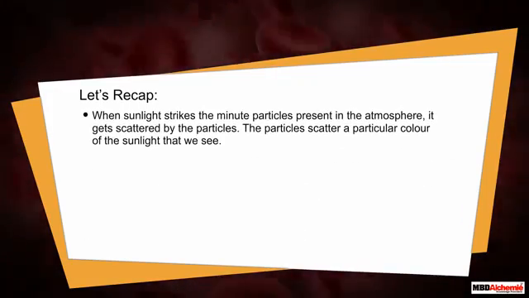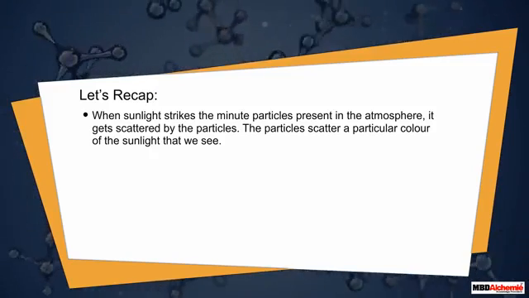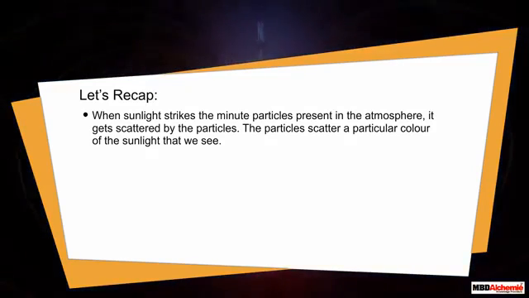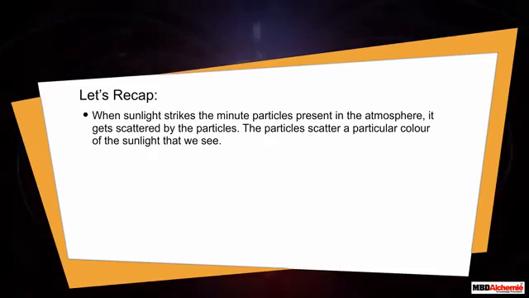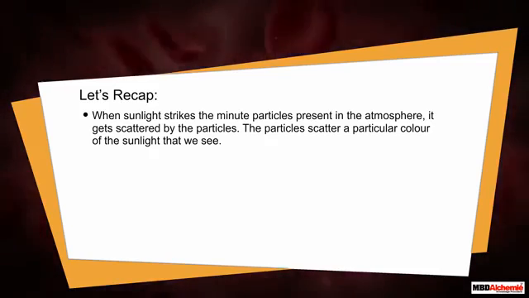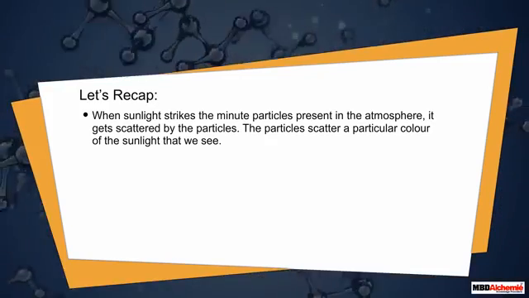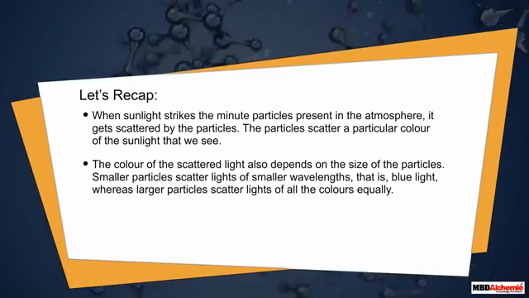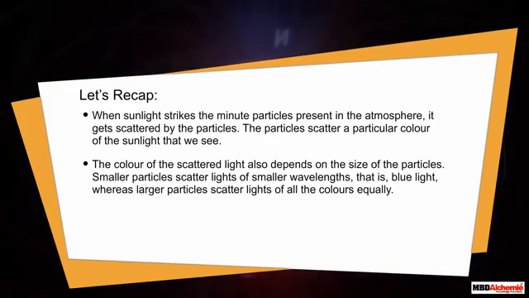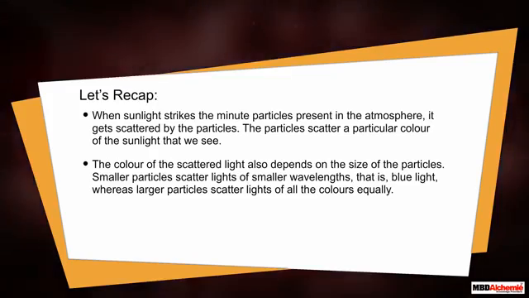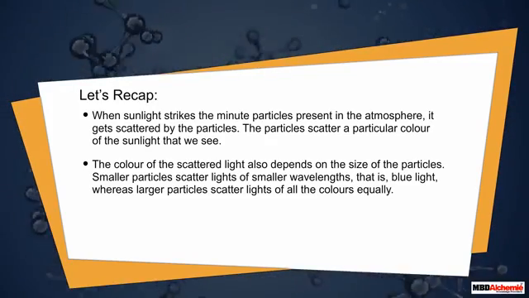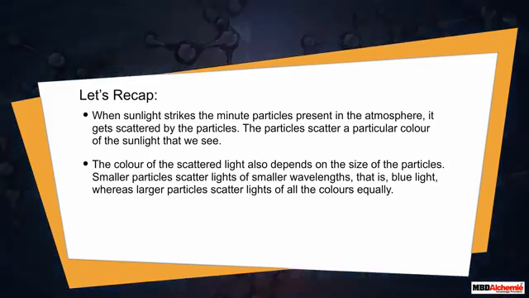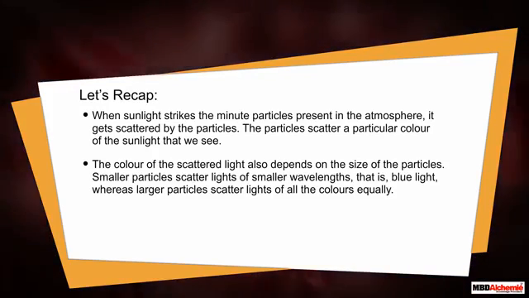When sunlight strikes the minute particles present in the atmosphere, it gets scattered by the particles. The particles scatter a particular color of the sunlight that we see. The color of the scattered light also depends on the size of the particles. Smaller particles scatter light of smaller wavelengths, that is, blue light, whereas larger particles scatter light of all the colors equally.